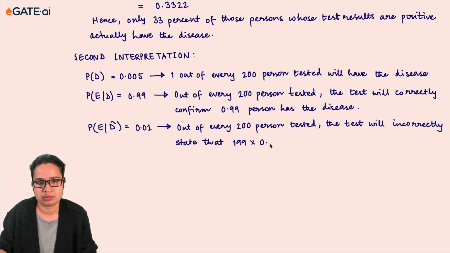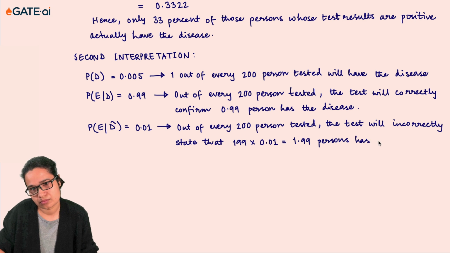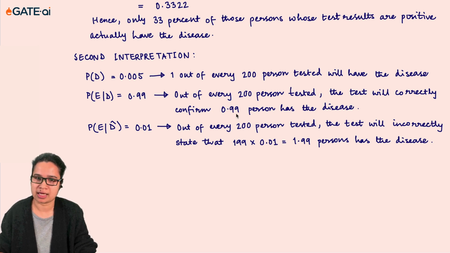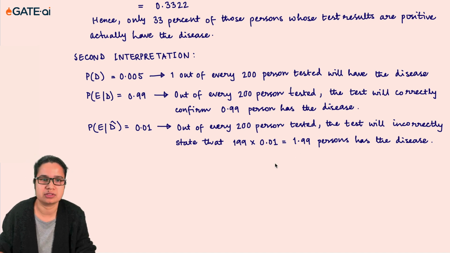So that means about 1.99 cases, the test will incorrectly say that this person has the disease. Right? So when 200 get tested, only one of them has the disease on average, but the test will say 0.99 has the disease correctly, and the test will also say some other 1.99 have the disease who are actually healthy, who do not have this particular disease.